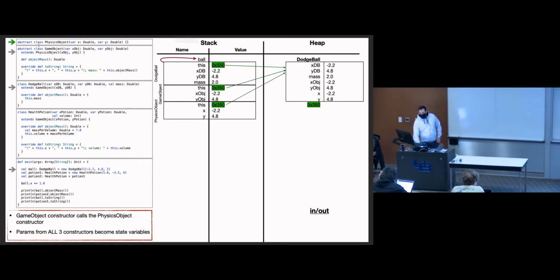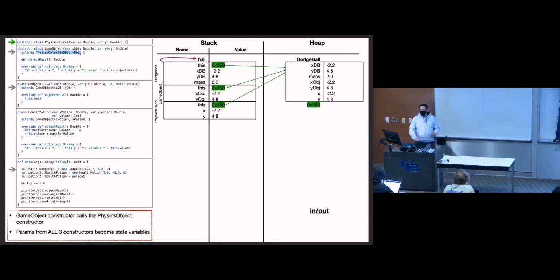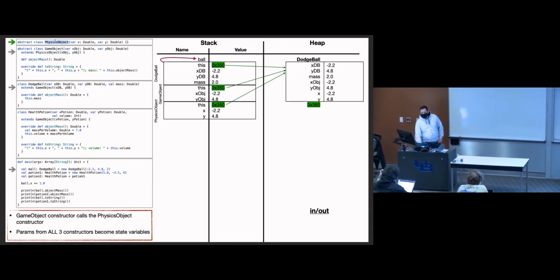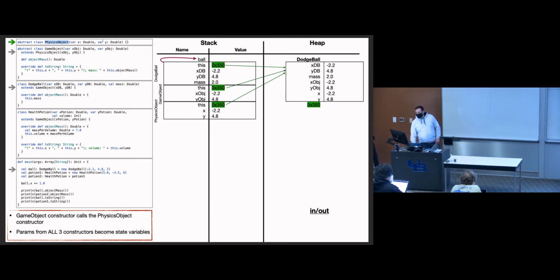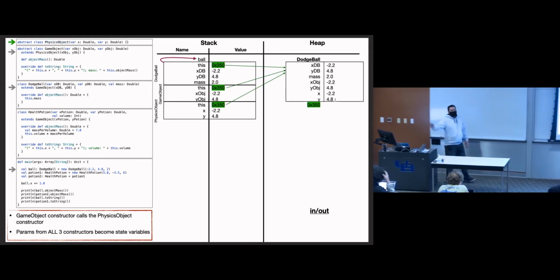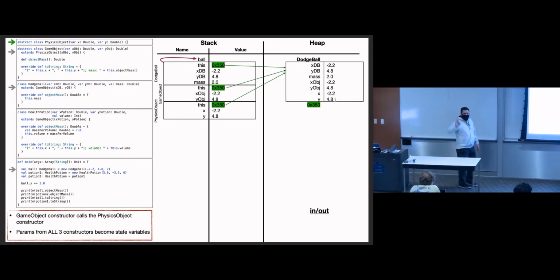The game object constructor then calls the physics object constructor, and we hit our third level of inheritance. We're going down to the physics object constructor, which takes two parameters, x and y, the implicit parameter of this, which refers to the object that's being created, the same object, and those constructor parameters also become state variables. So we get state variables from all three constructors here.